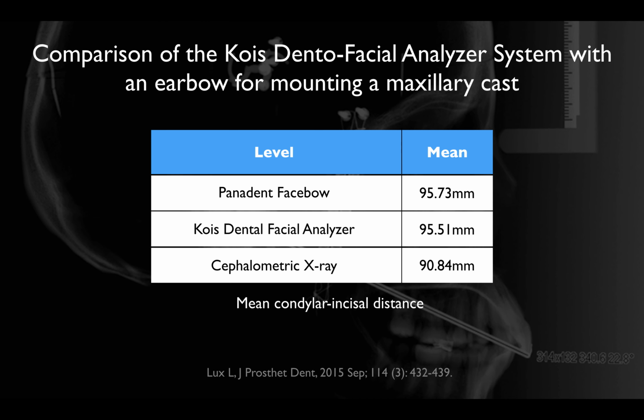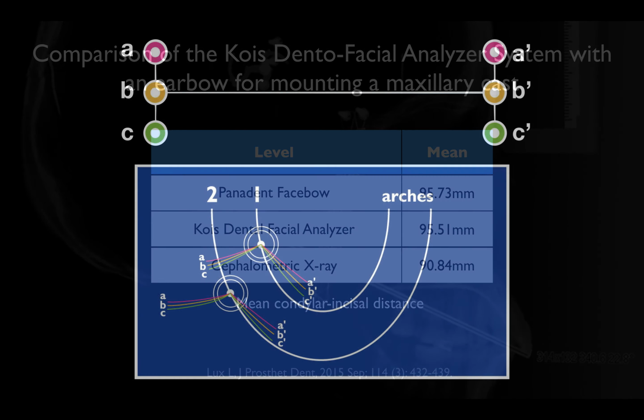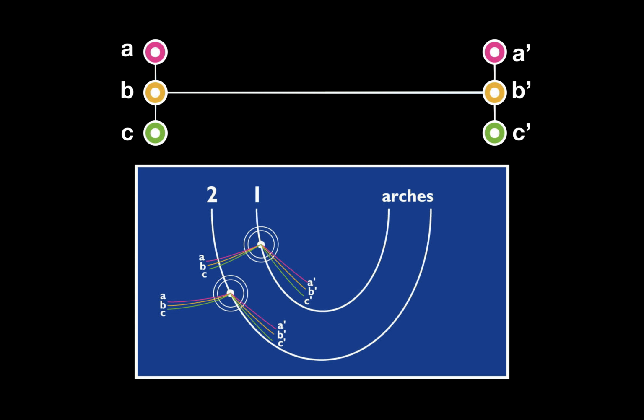The cephalometric X-ray distance averaged about 90 millimeters. Interestingly enough, the Panadin and the Kois Dental Facial Analyzer measured almost the same, 95 millimeter distance. They were further away from the rotational center. Well, what does this mean to us, at least using an articulator? Well, it falls into proximity rules.